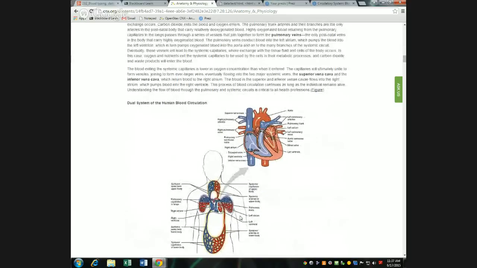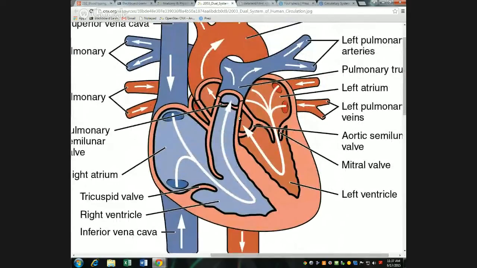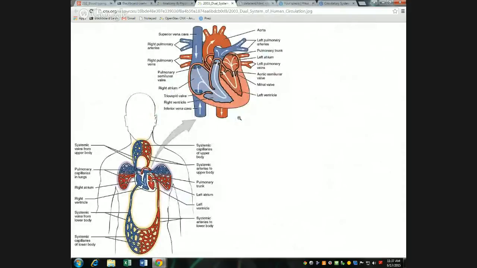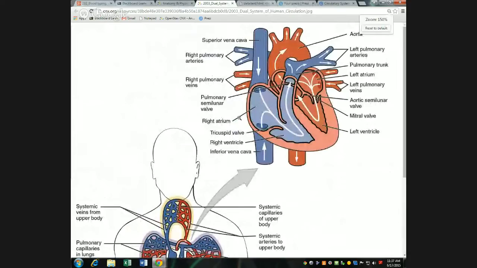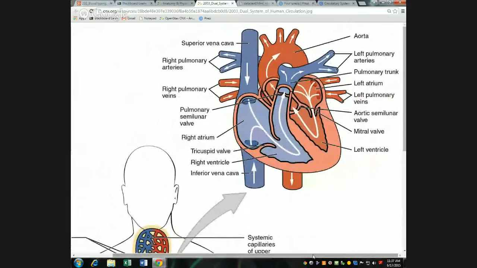Let's see. Let me enlarge this picture here. Can't quite get it there. I just want to zoom in on this, but I want to try to get it all on the screen.